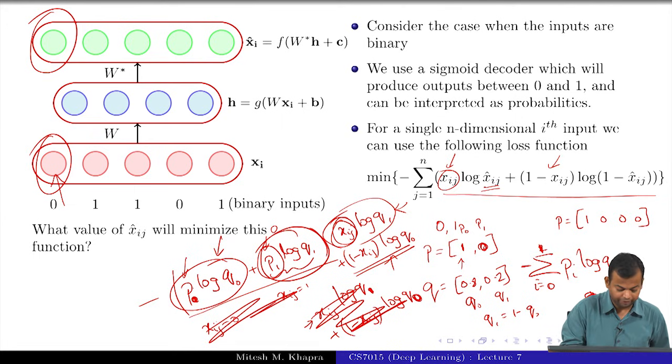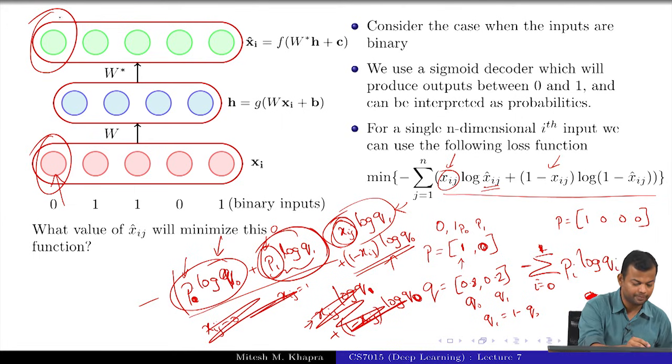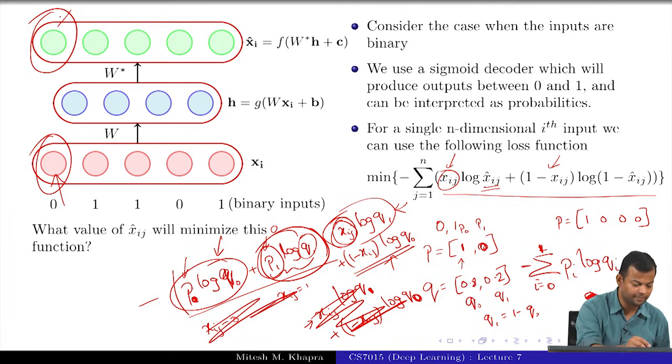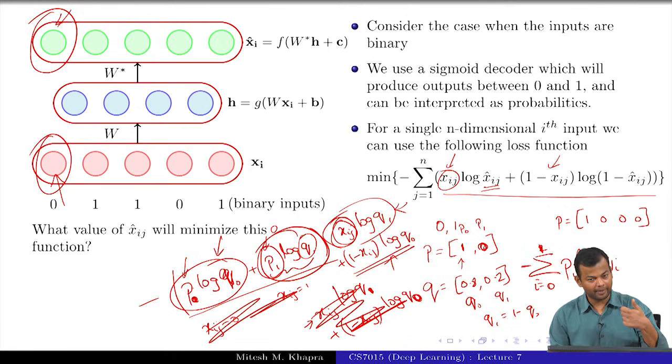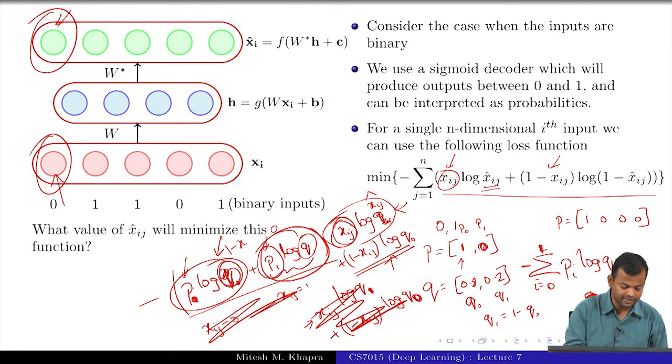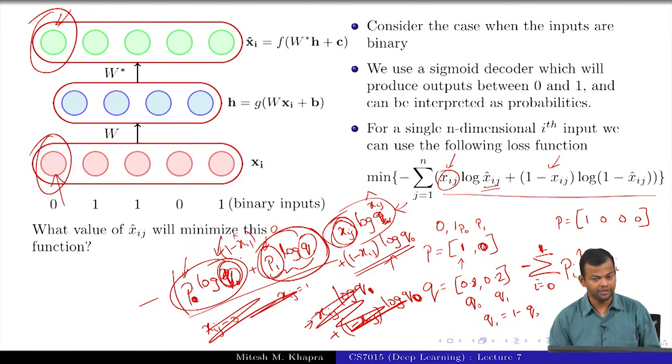I can think of Q1 as whatever is predicted at the output. Whatever my sigmoid function predicts, I can think of it as predicting the probability of getting a 1, right. So it is just predicting the heads probability, or the probability of getting 1. So instead of Q1 I can write xij hat, and similarly instead of Q0 I can write 1 minus xij hat. Do you get that?